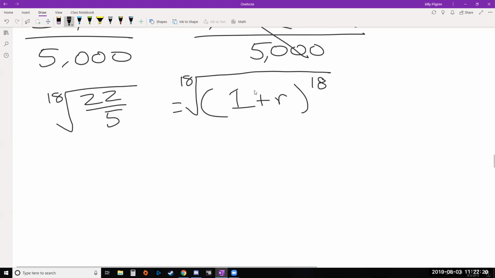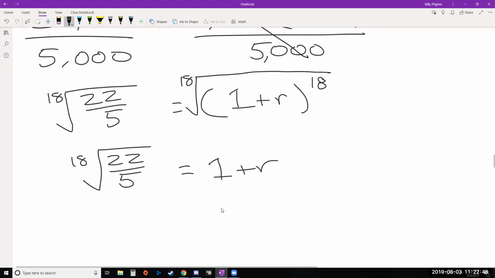Now we're doing it over here because the 18th power and the 18th root, they undo each other. And we're left with 1 plus r, which we don't even need the parentheses for anymore. Now over here, 18th root of 22 over 5, that's asking us what number, when you raise it to the 18th power, gives you 22 over 5. I have no idea. Luckily, the calculator will take care of that for us. And it's going to be kind of a messy number. So again, wait till the end to enter this.